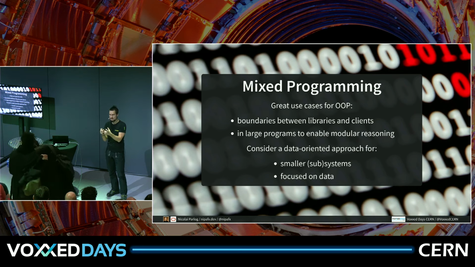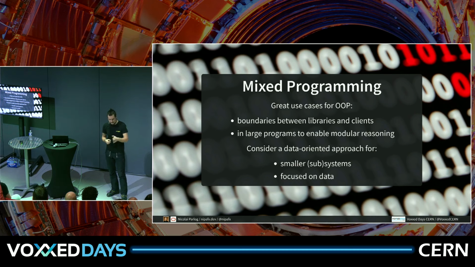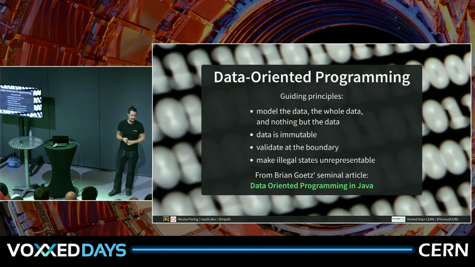But one space where I could recommend starting to work with data-oriented programming, and we'll see later why, is if you have a smaller system that has less need for boundaries, or if it's a system that's very heavily focused on just processing data. And again, as I said, we'll see why that would be the case.